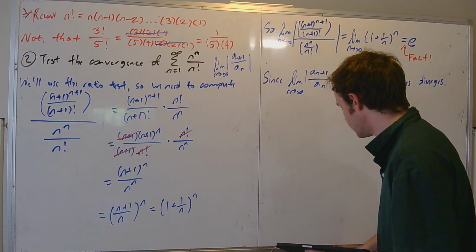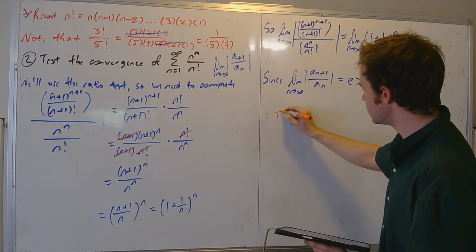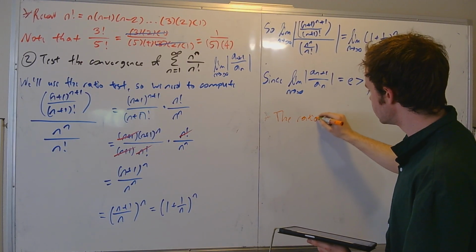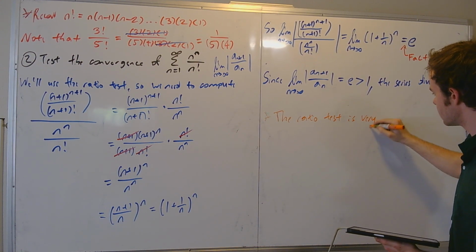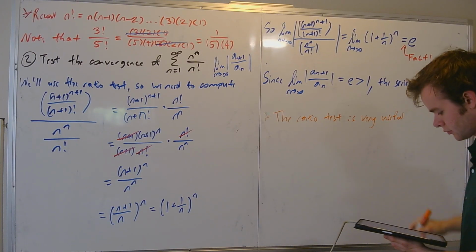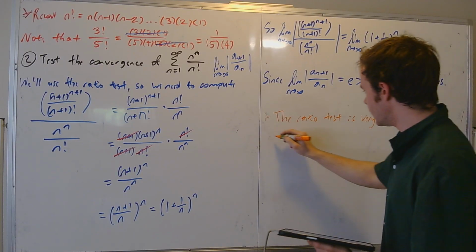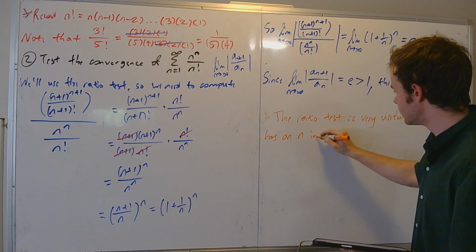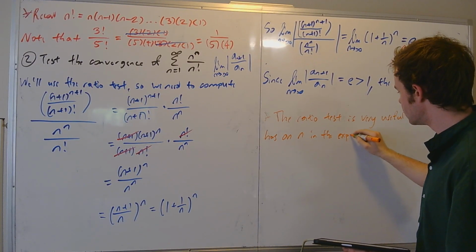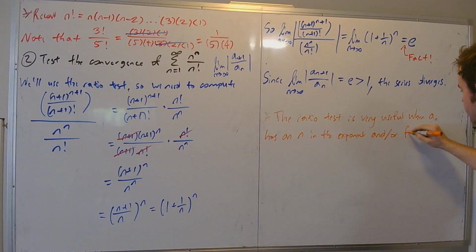Okay, so what I'll say here in conclusion is, let me use a color other than that. Oh boy. The ratio test is very useful when a_n has an n in the exponent and/or a factorial.